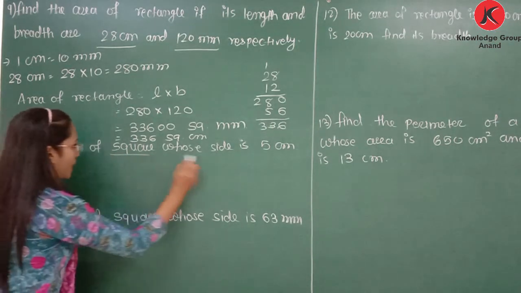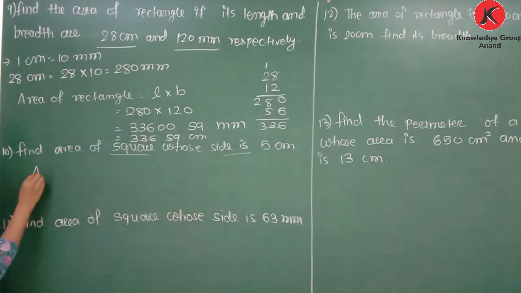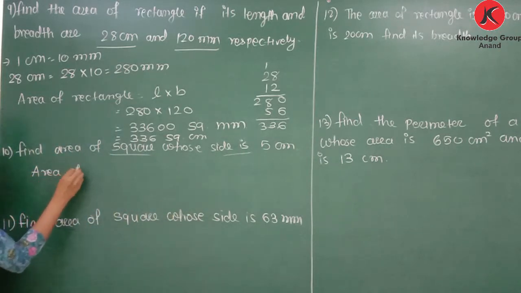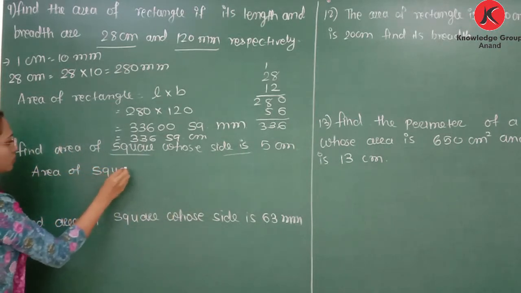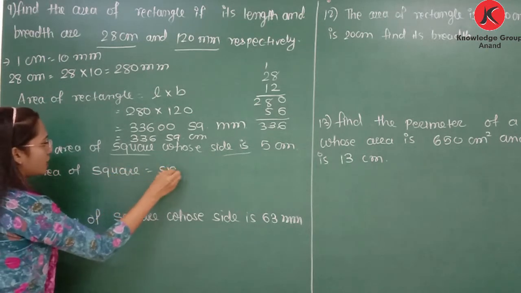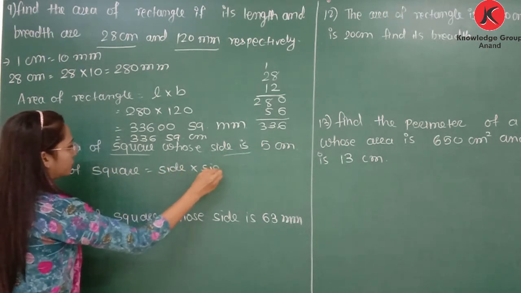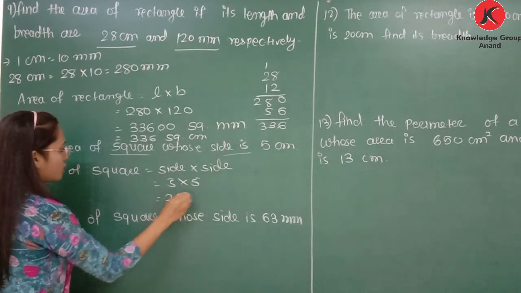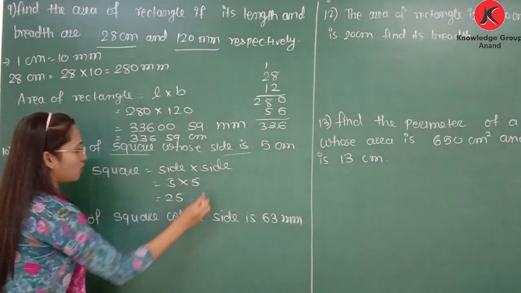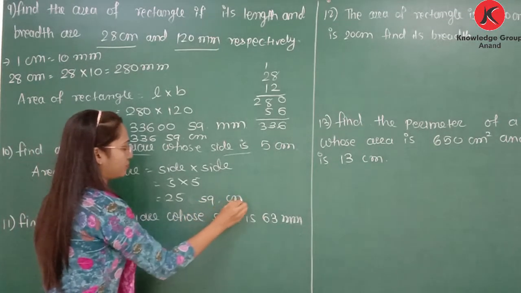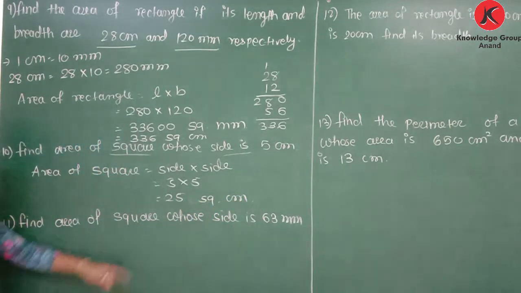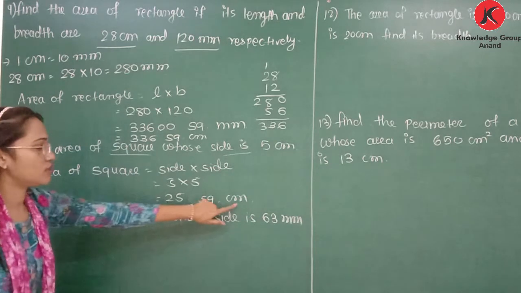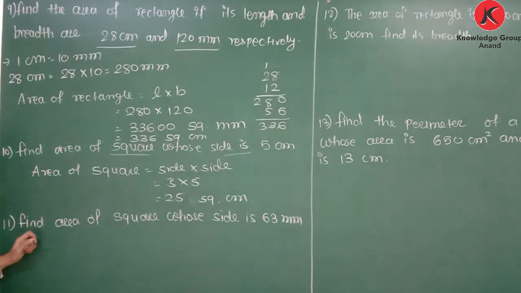Now next one. Find the area of a square whose side is 5 cm. So you can directly write the equation. Area of a square is equal to side multiply side. So 5 multiply 5, that is 25 cm square or square centimeter. Unit is in centimeter, so we need to write centimeter square or square centimeter.